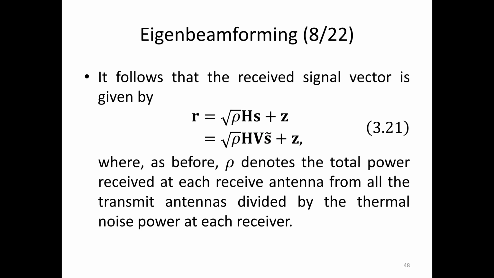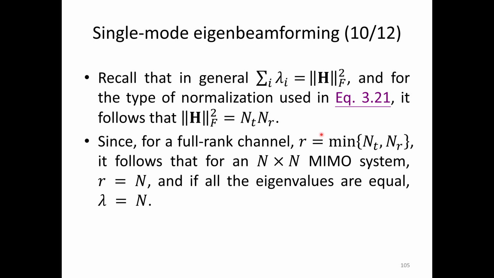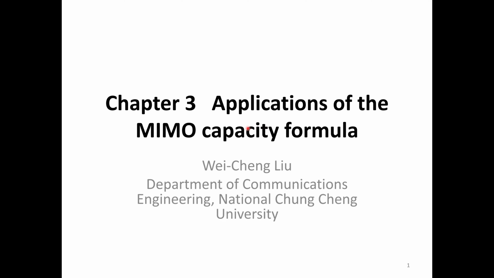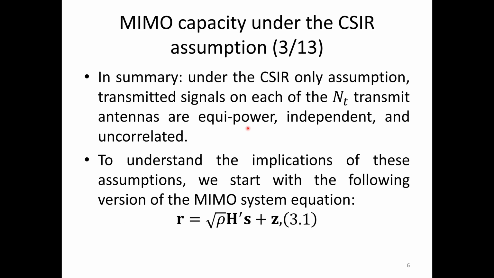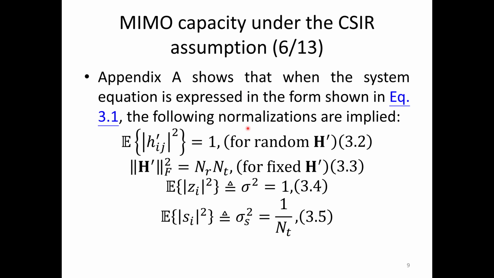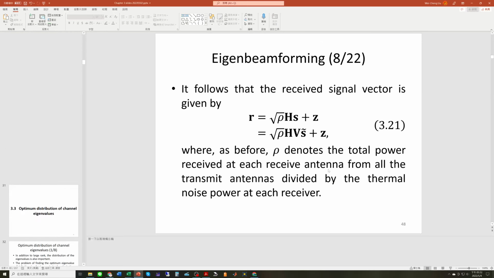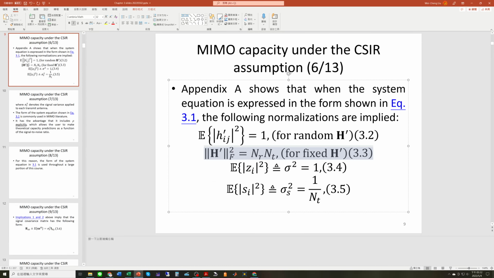Let us go back to page 105. It follows that the square of the Frobenius norm of H is equal to Nt times Nr. Why does this equal Nt times Nr? Because it comes from the very early equations here, equation 3.3.